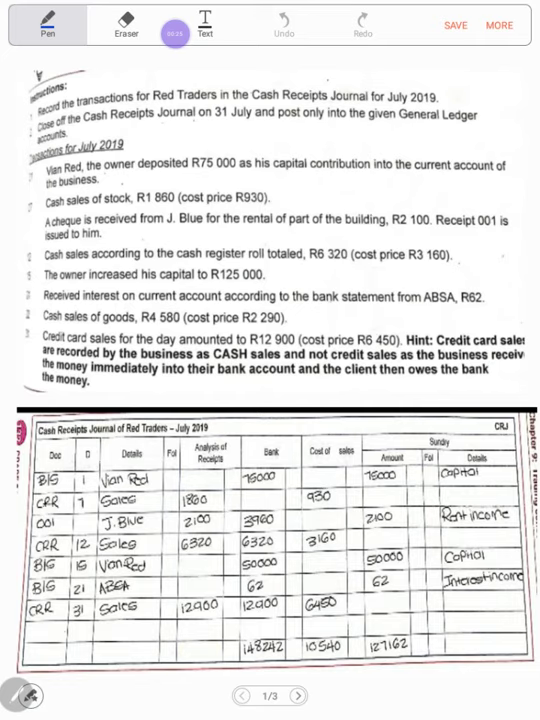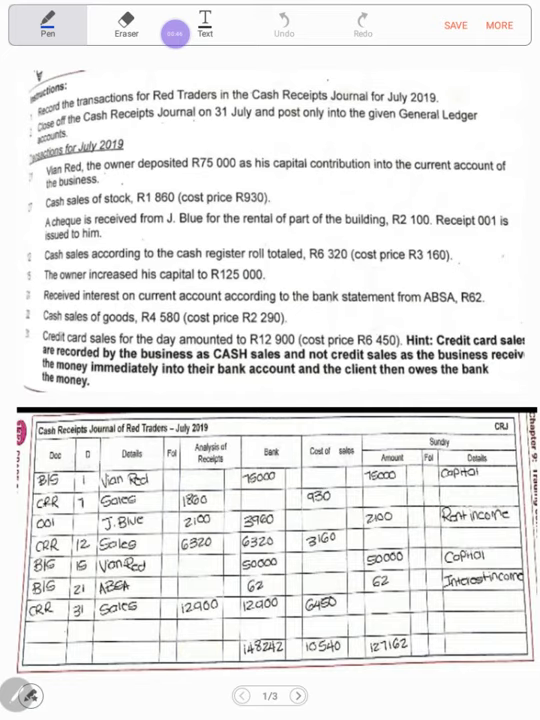Alright, so you had to complete activity 53 and 54 for week 2. You had to record the transactions of Red Traders in the cash receipts journal for July 2019. Once you completed your cash receipts journal, you then close off the cash receipts journal on the 31st of July and post only into the given general ledger accounts.